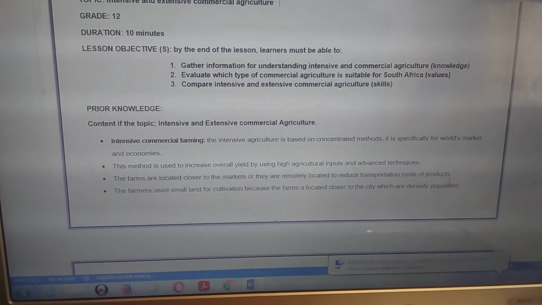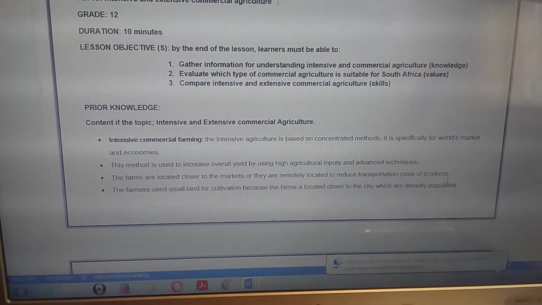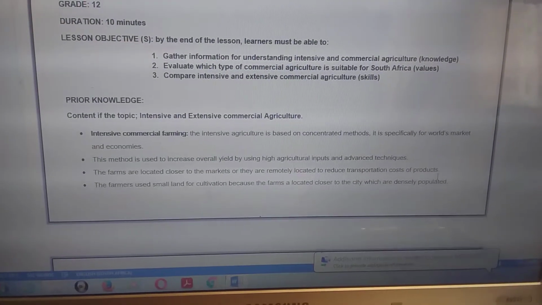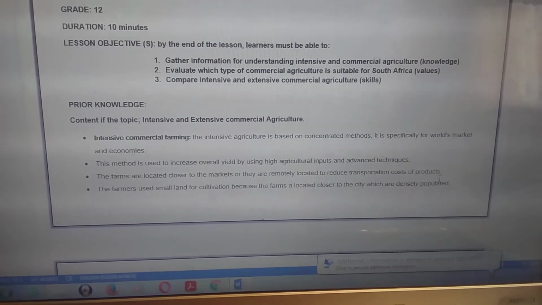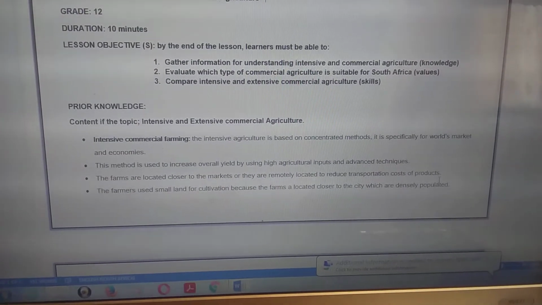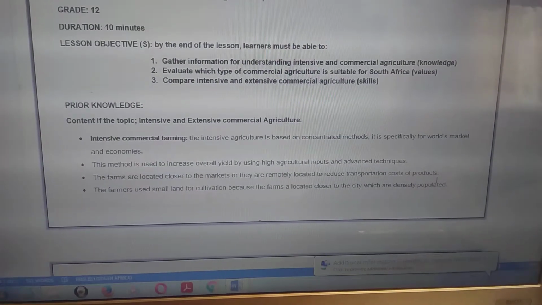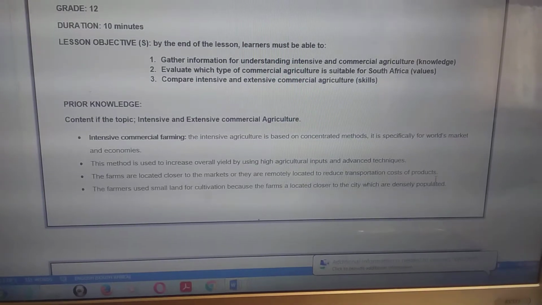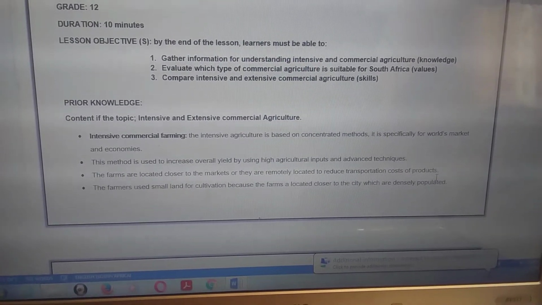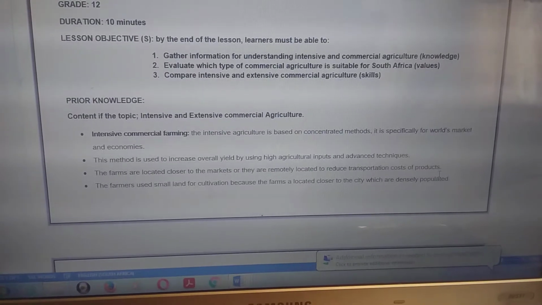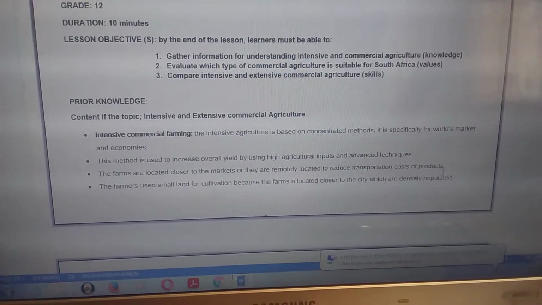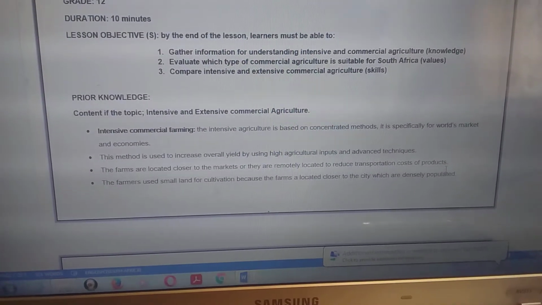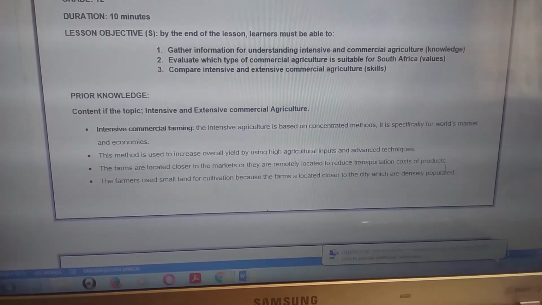Our lesson objectives are that, by the end of the lesson, learners must be able to gather information for understanding intensive and extensive commercial agriculture, which will be their knowledge. Number 2, evaluate which type of commercial agriculture is suitable for the South African context, which will be the value to be taken into consideration when practicing intensive and extensive agriculture. Number 3, compare intensive and extensive commercial agriculture, which will be the skills to be used.